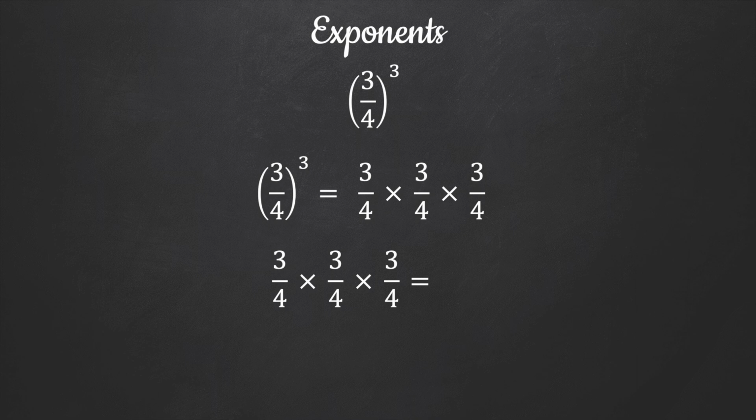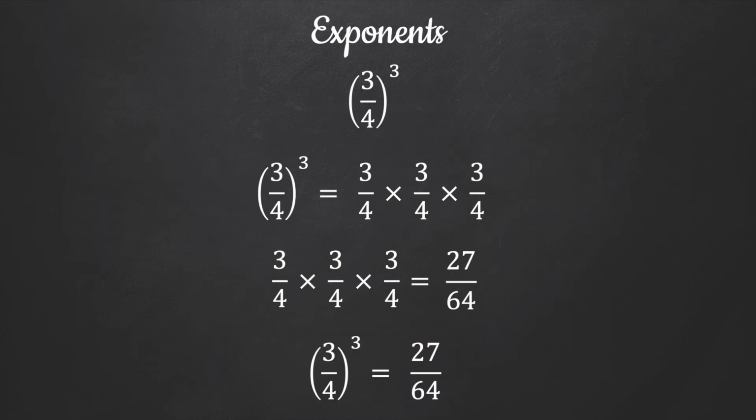So we're going to start off by multiplying our numerators. 3 times 3 times 3 is equal to 27. And then we're going to go ahead and multiply our denominators. So 4 times 4 times 4 is equal to 64. And finally, that means that 3 over 4 cubed is equal to 27 over 64. And that's it.